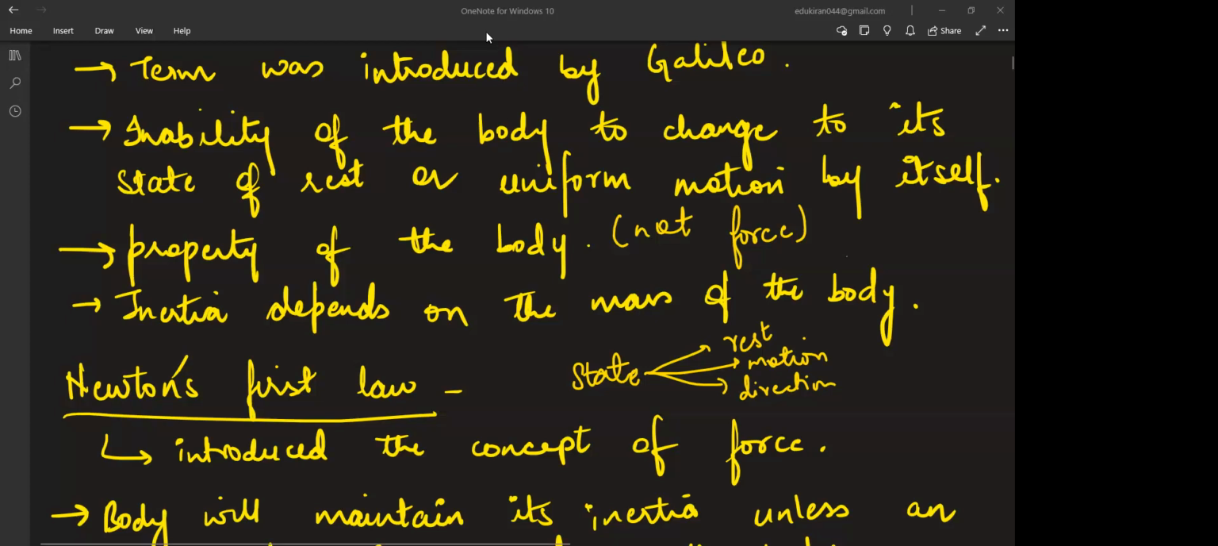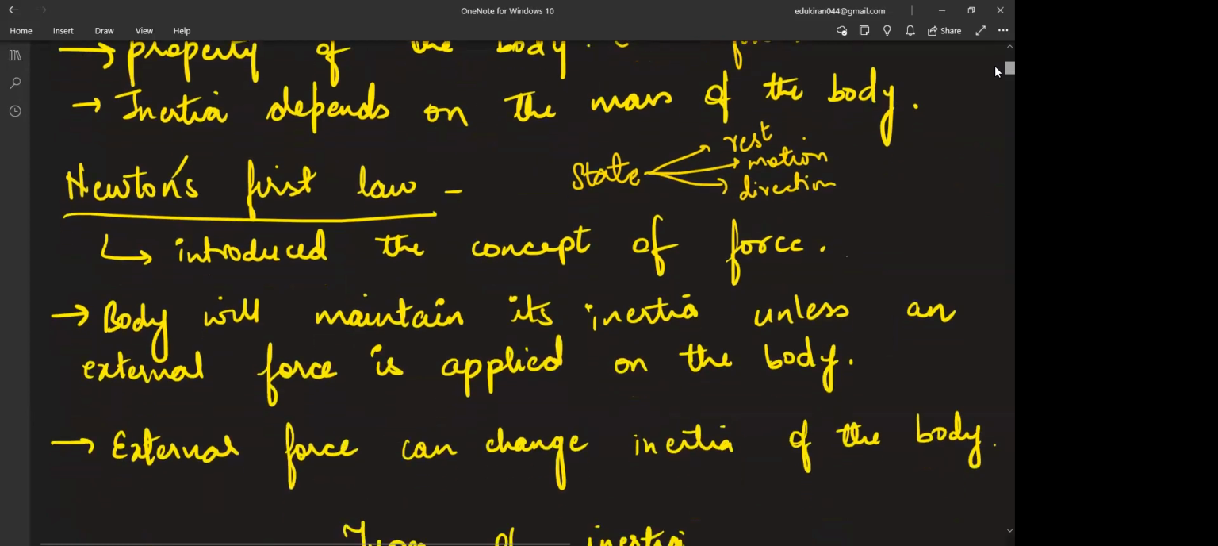Second, inertia depends on the what of the body. Yes, Martin, can you repeat? Inertia depends on the mass of the body. You're asking about this statement, inertia depends upon the mass of the body. See, it's a property that we know. This is not a force that the magnitude should change.